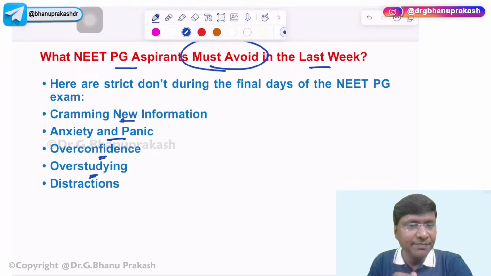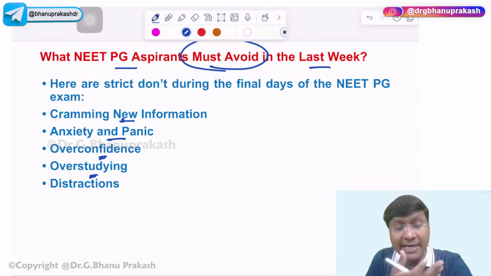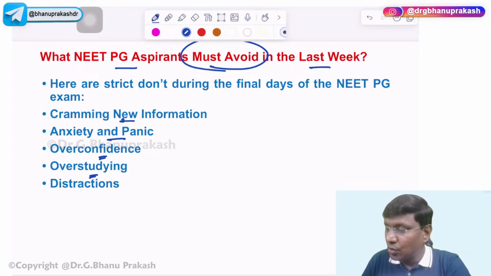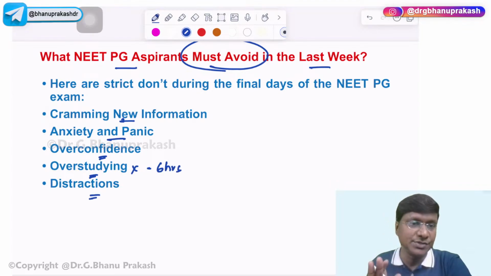And at the same time, avoid overstudying. Just before the exam, it is very natural that you will feel extreme pressure to perform well, so you will be reading an excess number of hours, compromising your sleep. Thereby there can be health issues and excessive fatigue, and that will lead to poor performance. So don't overstudy, right? 6 hours of sleep is very important at this moment of time, and avoid all the distractions, right?